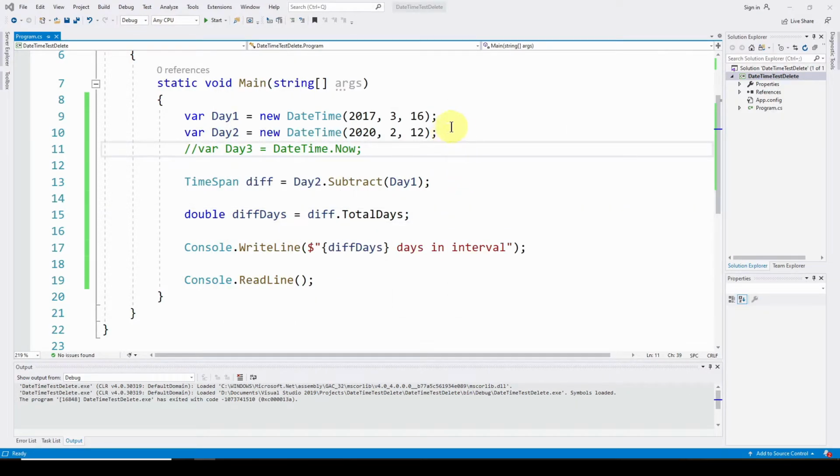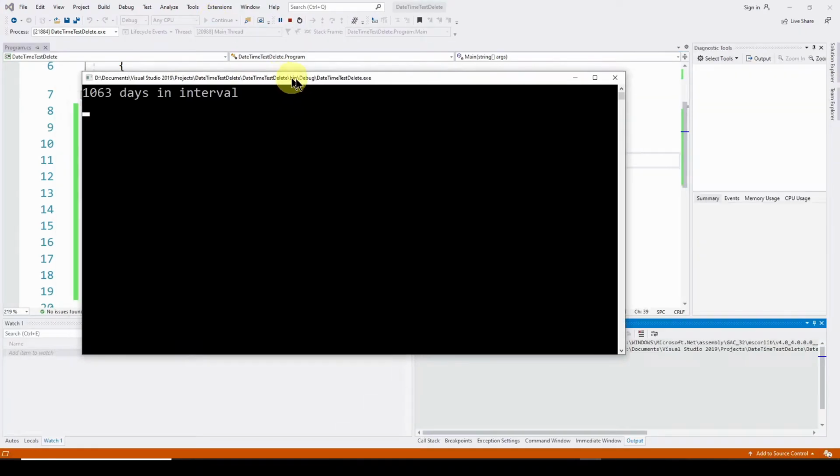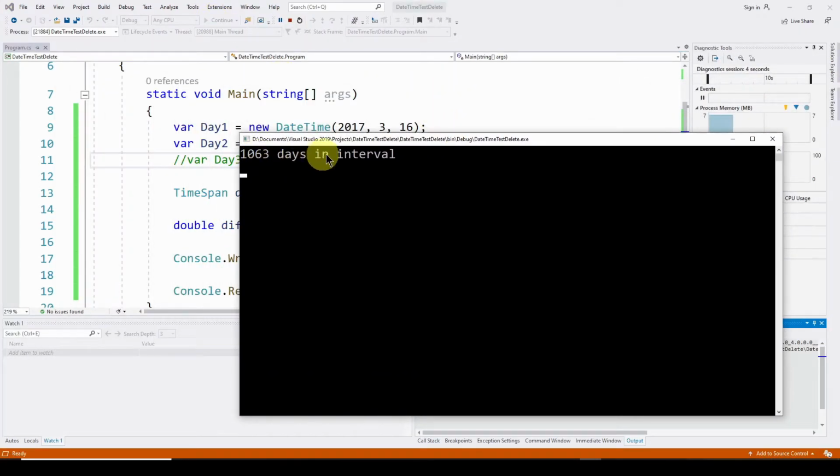Okay, so now I have changed the two dates that I want to check the time span between. One of them is March 16th, 2017, and the other one is February 12th, 2020. You can see just by inspection, this isn't quite 3 years of difference, right? Because we're going from March to February. So it's going to be 2 years and something. Let's run this and see what we get. And you can see the answer is 1,063 days in that interval. We can pretty much rely on that because we know that this time span is familiar. If there was a leap year, it knows about the leap year.